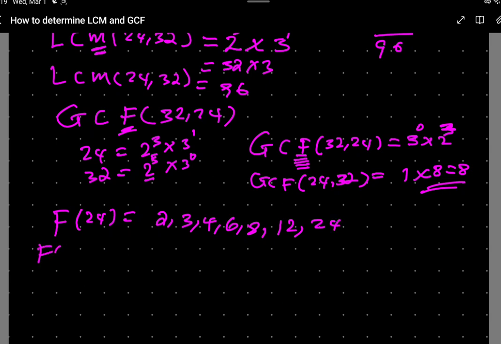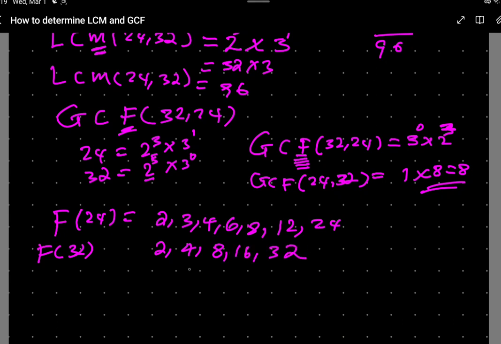Then what are the factors of 32? You can list the factors of 32. 2 is a factor and 4 is a factor. Then what is the next factor? The next factor is 8. The next factor is 16, then 32.